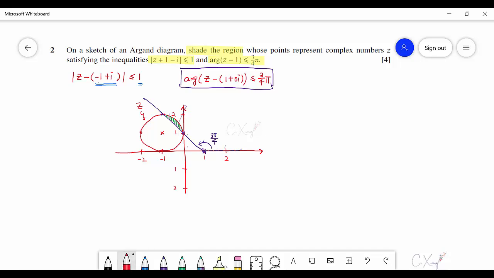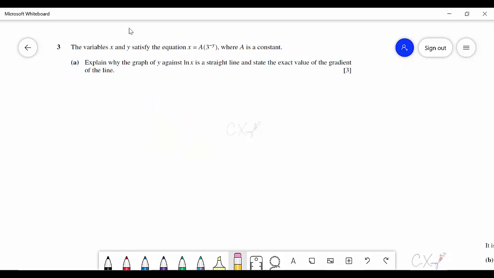Okay, so this is an Argand diagram. Therefore, the label will be, this is the real part of Z, and this is the imaginary part of Z. Okay. Okay, so question number 3.